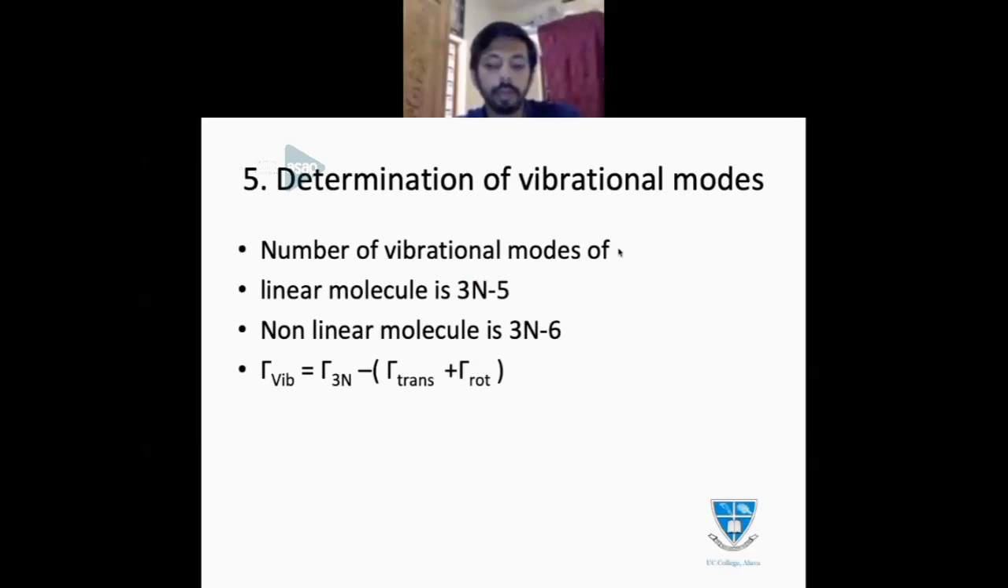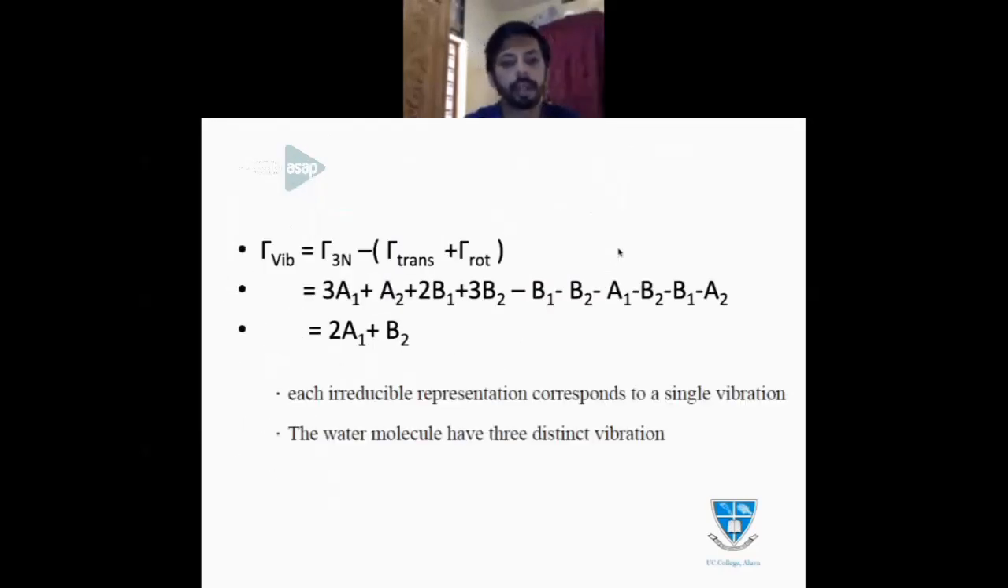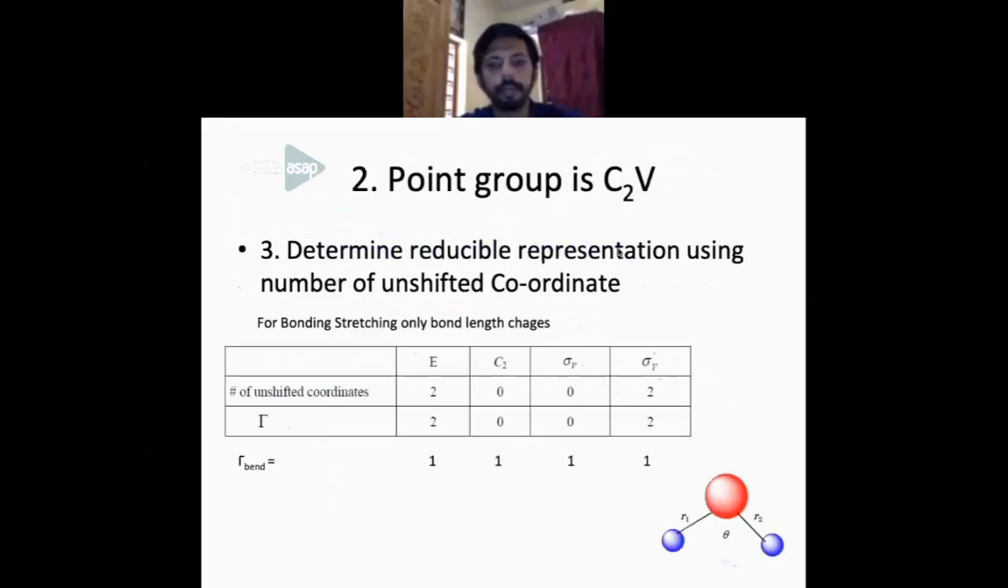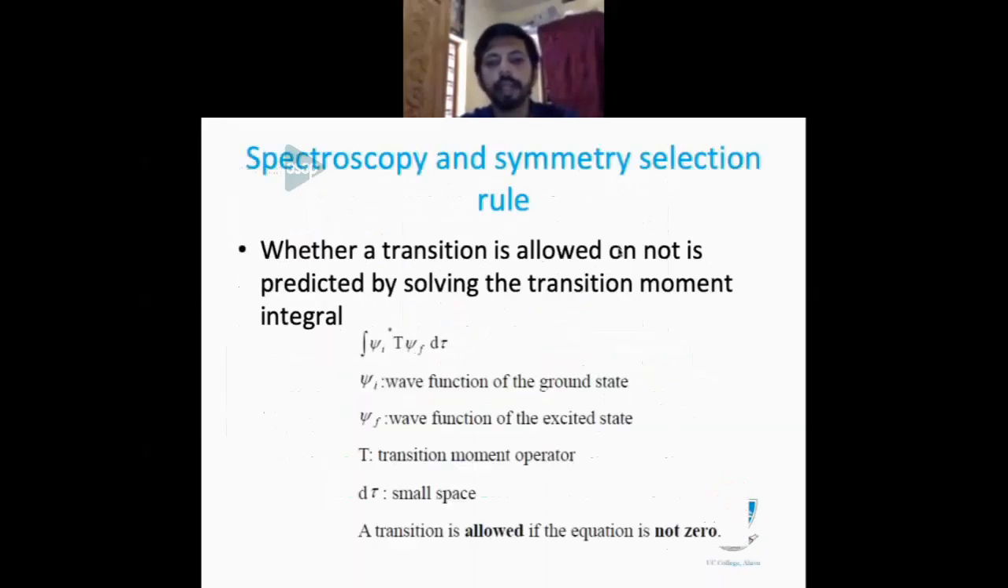Then from the total degrees of freedom obtained, the translational and rotational degrees of freedom are subtracted, and you get the vibrational degrees of freedom as 2A1 and B2. So this is the internal coordinate method. Again, we are getting A1 and B2.